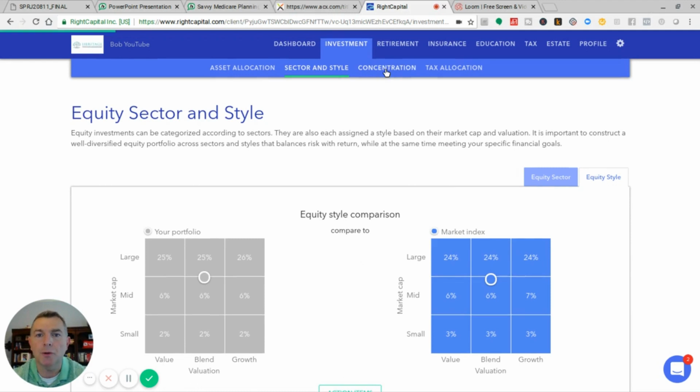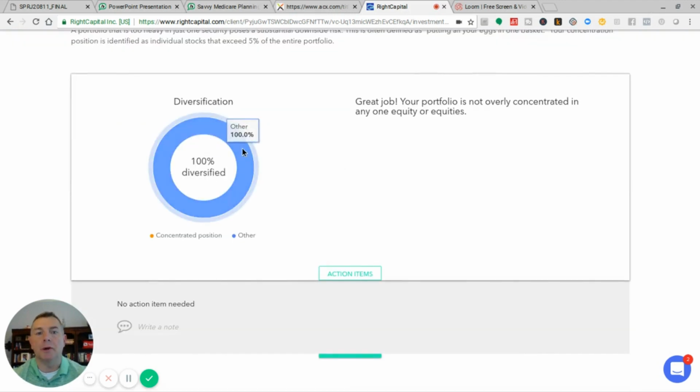All right, let's go to concentration. This is pretty cool. You're 100% diversified. So I had a lady not that long ago. She had, I think, 70% of her investments in one stock. And that scared me. It was a stock she inherited from her dad, so it had some sentimental value.